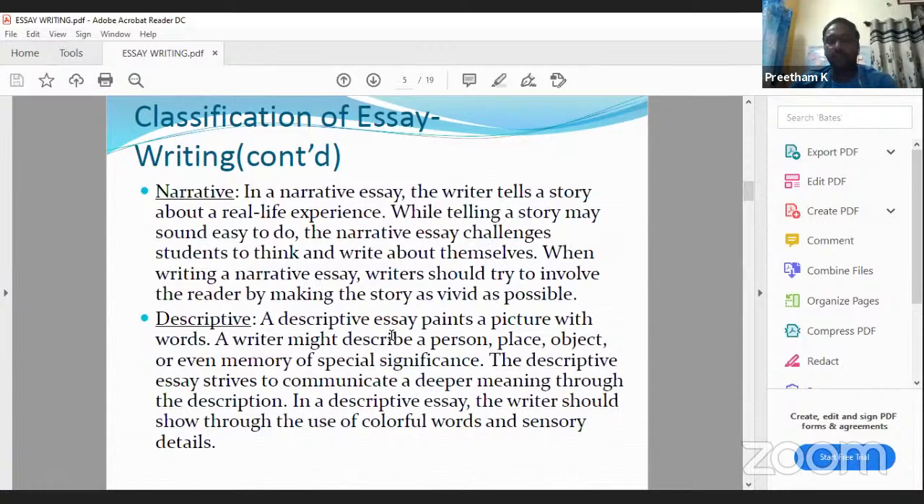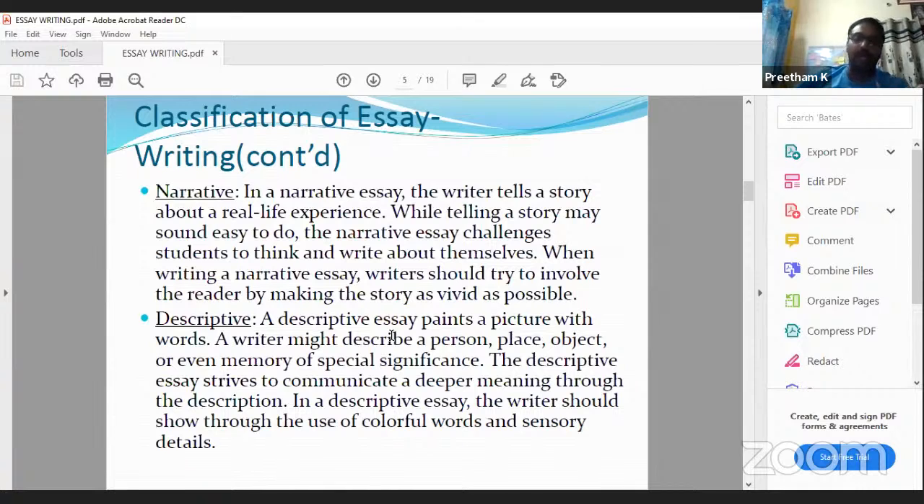Then descriptive. A descriptive essay paints a picture with words. A writer might describe a person, place, object, or even a memory of special significance. The descriptive essay strives to communicate a deeper meaning through the description. In a descriptive essay, the writer should show through the use of colorful words and sensory details.